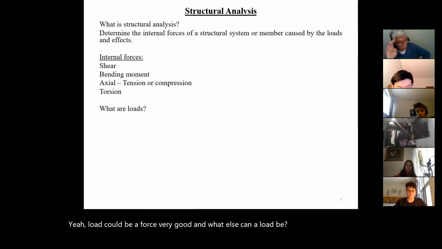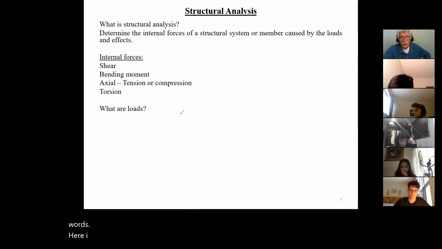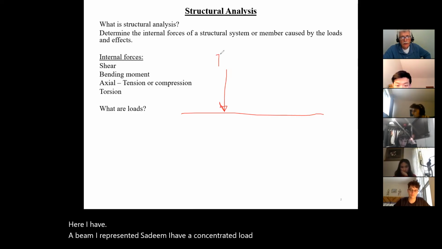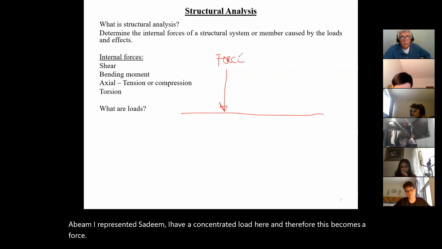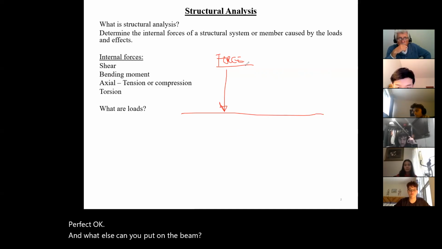Emmanuel, perfect. A load could be a force. In other words, here I have a beam, I represent this as a beam. I have a concentrated load here, and therefore this becomes a force. Perfect, okay? And what else can you put on the beam? Support.